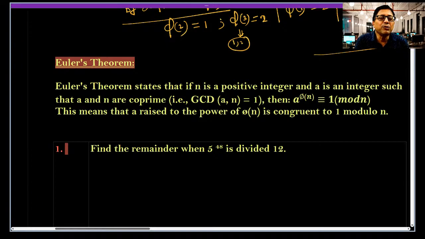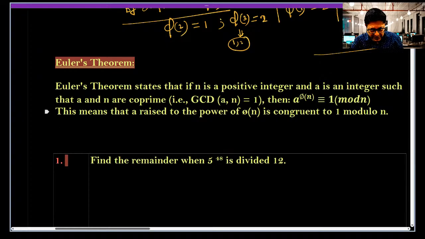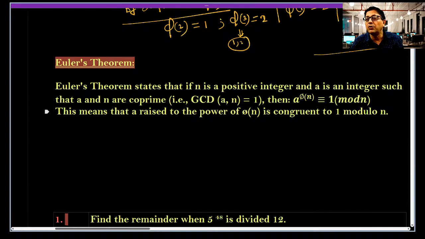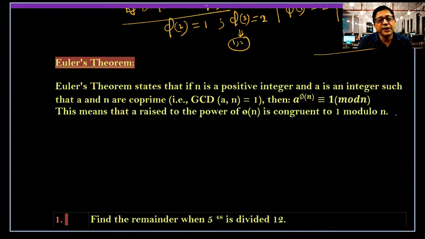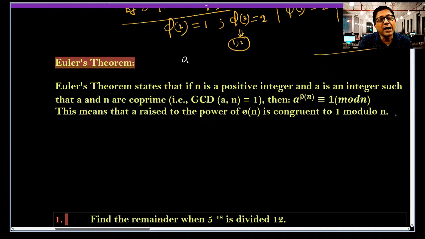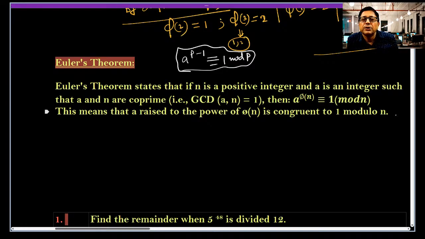So now, what is Euler's theorem? This is very interesting, very important, and I told you it is a generalization of Fermat's theorem. Fermat's theorem is true for prime numbers only, isn't it? If a is prime to p and p is a prime number, a to the power p minus 1 is congruent with 1 mod p.